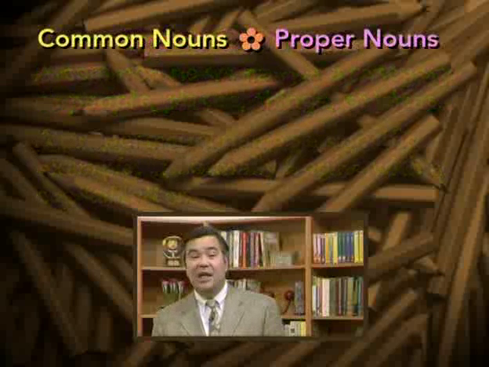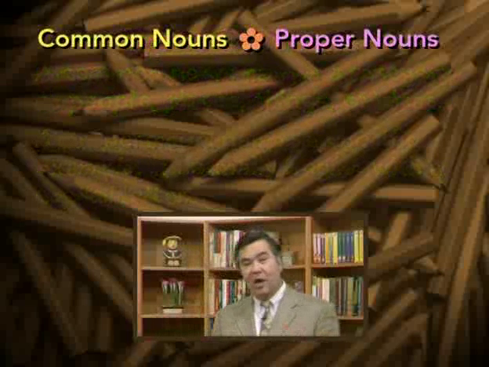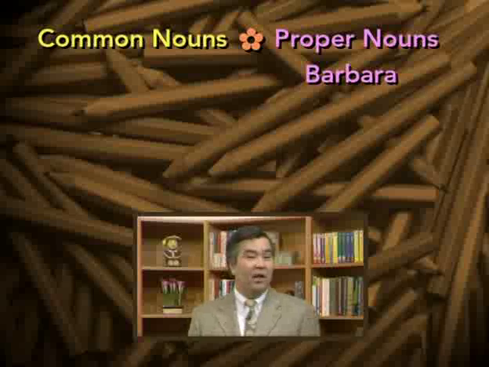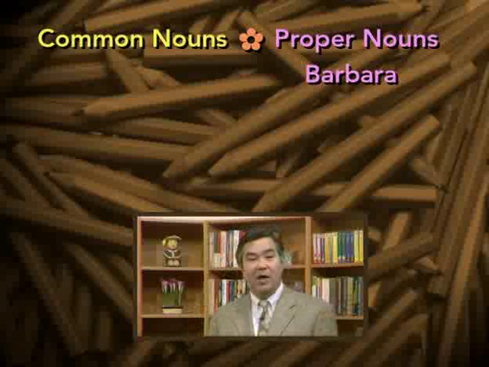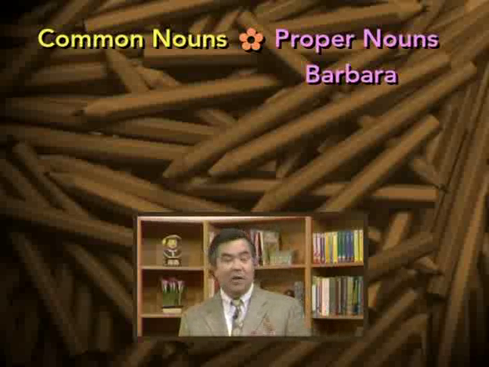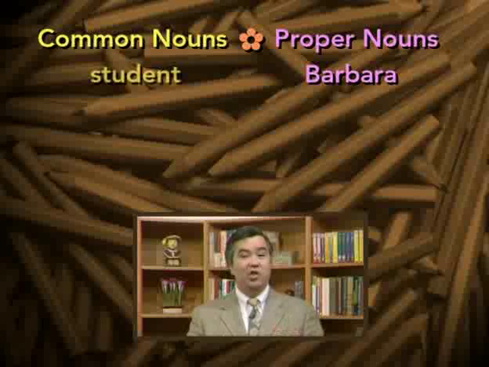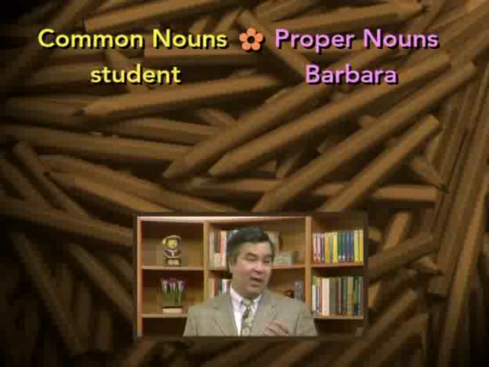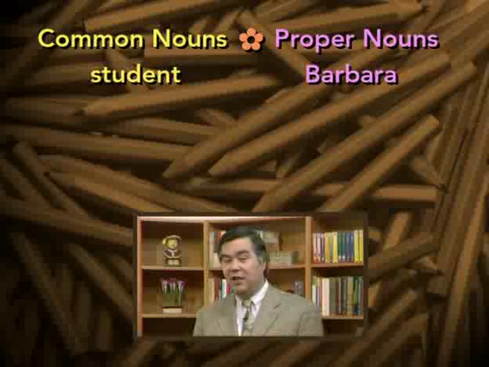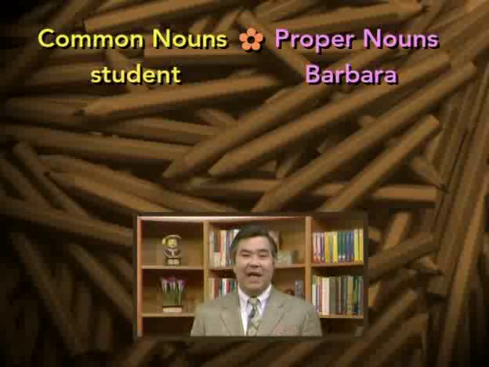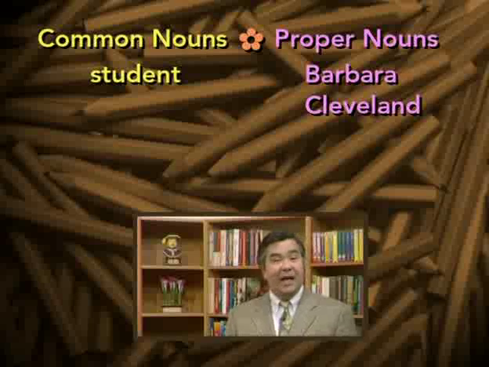We've already seen a couple of examples of proper nouns. Barbara, a moment ago, is an example of a proper noun. Why? Because it names a specific example of a person, rather than a category of people, like student. That's why when the name Barbara is used in a written sentence, it would begin with a capital letter. In the same way, Cleveland is a proper noun.